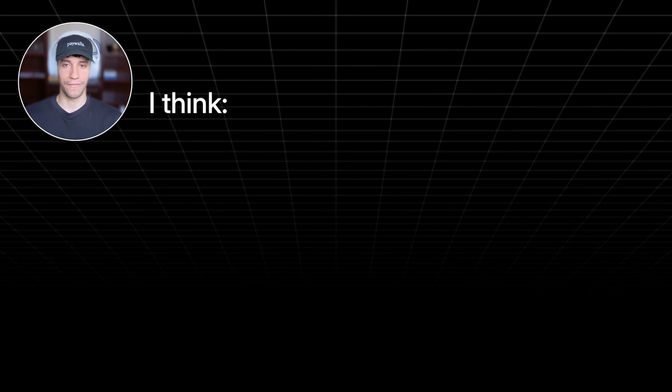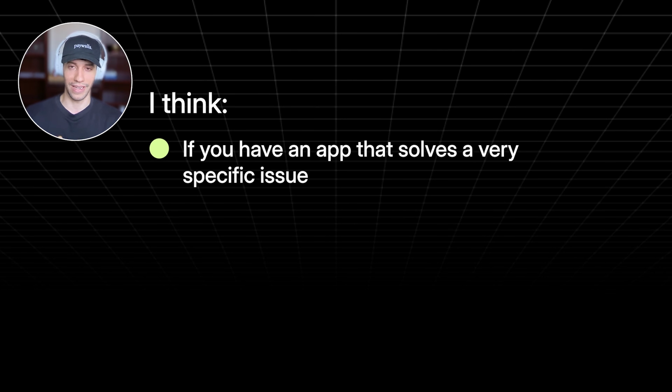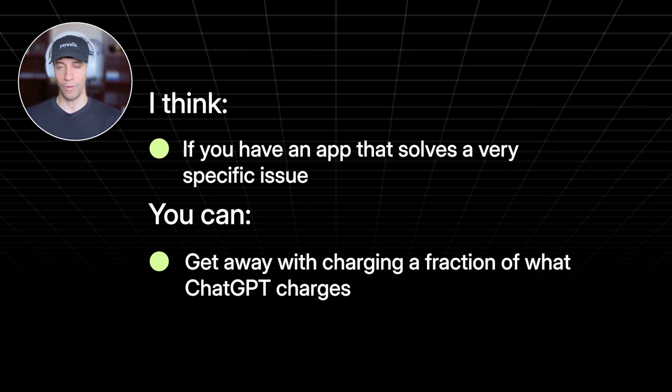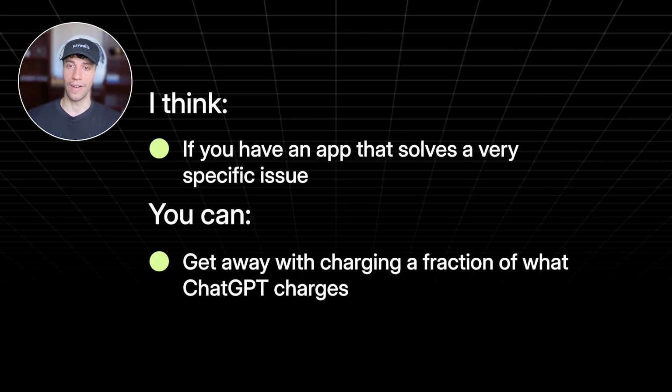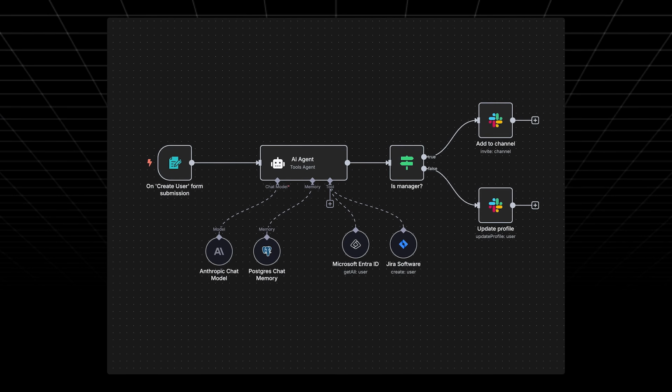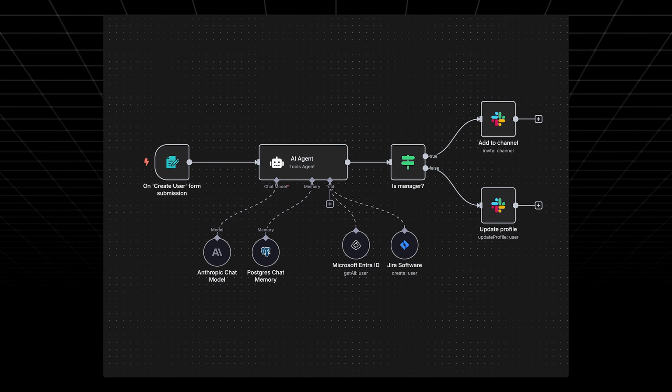And so I think if you have an app that solves a very specific issue, you can get away with charging a fraction of what you charge for with ChatGPT. And if you have a good prompt and you have a good flow, you're essentially paying for that as a user. You're paying for a custom N8N flow with good prompts, so that you don't really have to think about doing all this. You just have it work. So I think that's what's happening with a lot of these apps and why they're so successful.